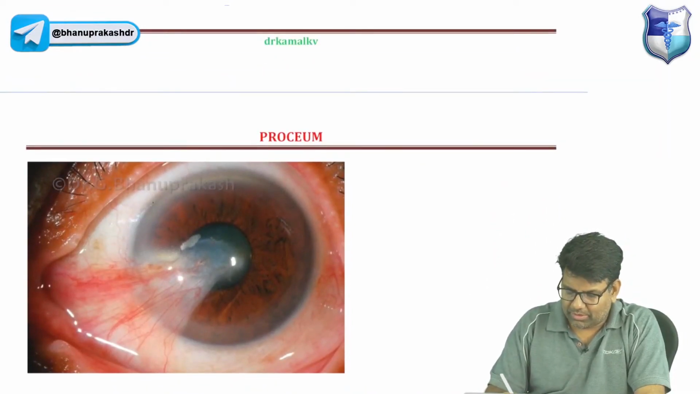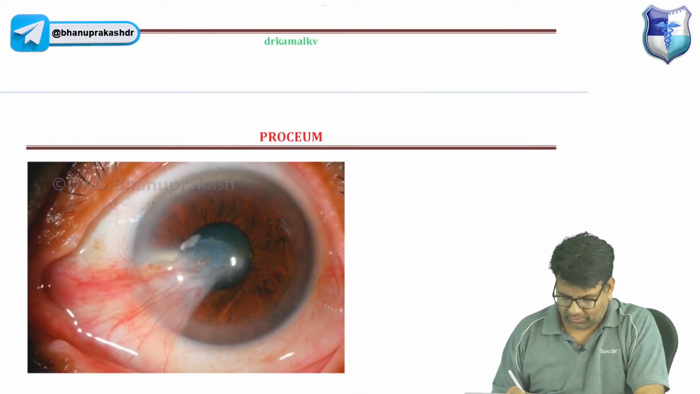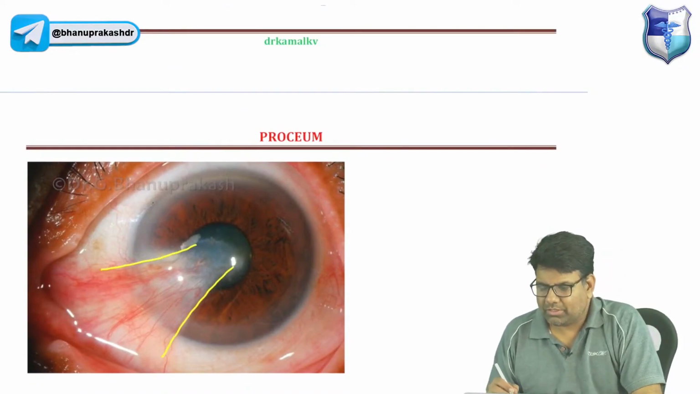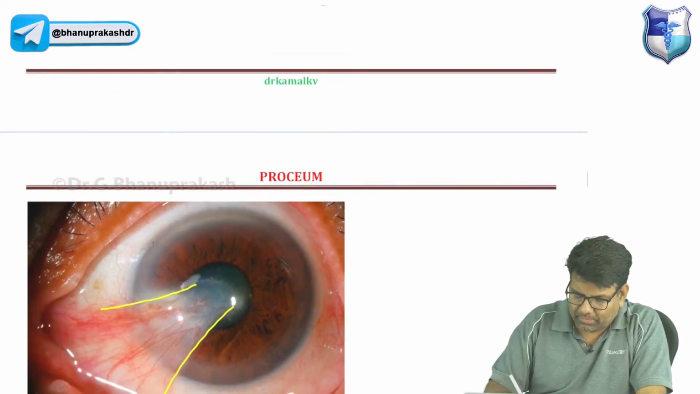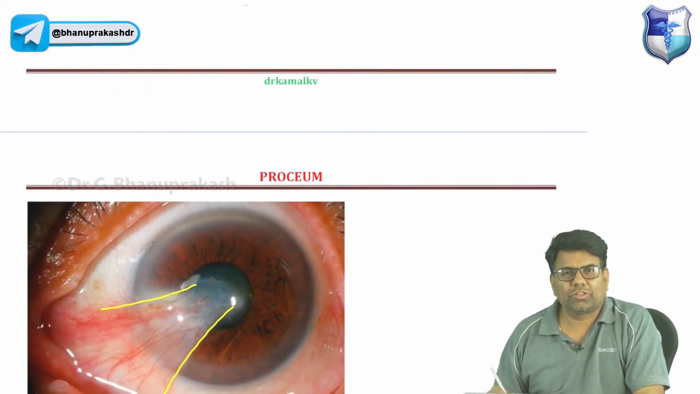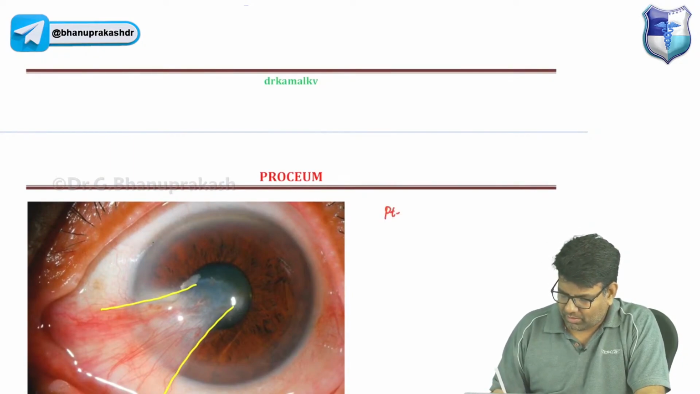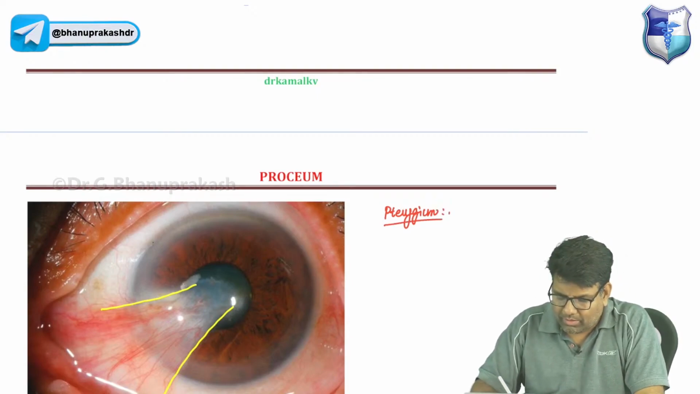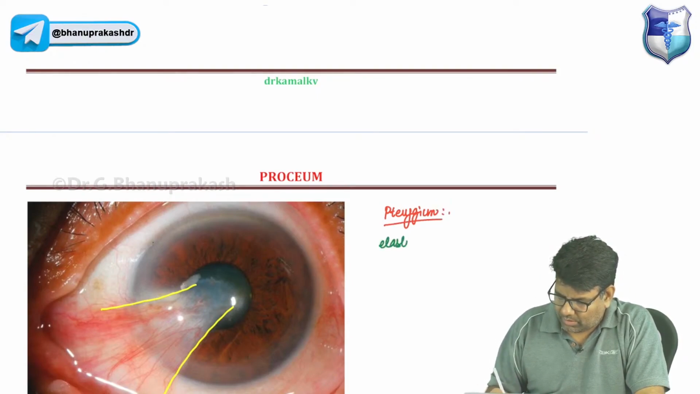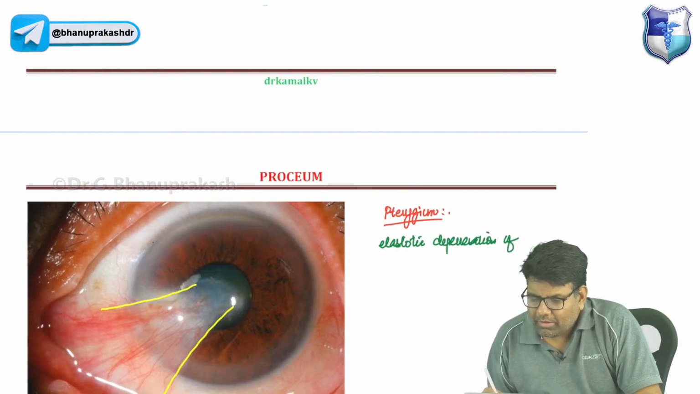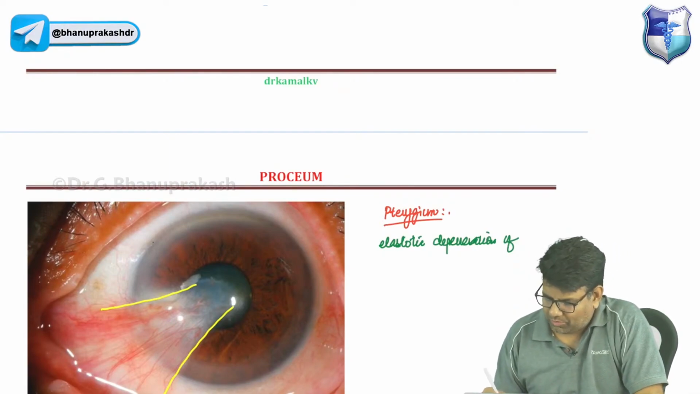So I think the question actually needs some correction or correct framing. Here you can see there is this pterygium. Pterygium is a pathology of which structure? Any idea? Pterygium is degeneration of which structure? Conjunctiva. Wonderful, wonderful, Kushagra.